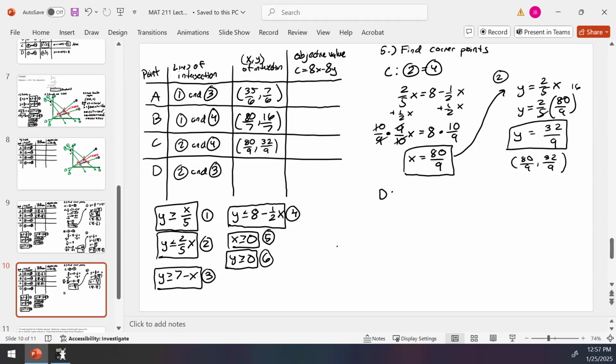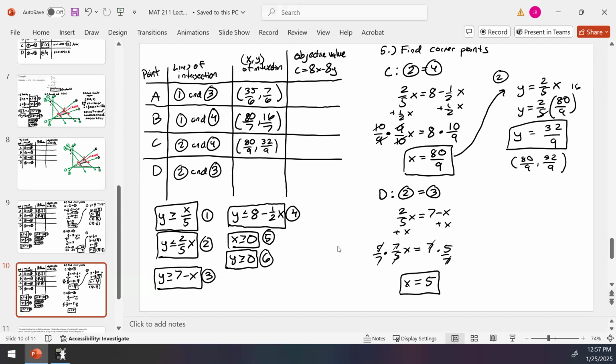All right, last one. I know this is taking forever. 2 and 3. So equation 2 and 3, 2/5 x equals 7 minus x. So I'm going to add x over, and I am going to get 7/5 x equals 7, right? 2/5 plus 5 over 5 is 7 over 5. And then I multiply both sides by 5/7. Cancel, cancel, and x is equal to 5. So for once, we get a nice number.